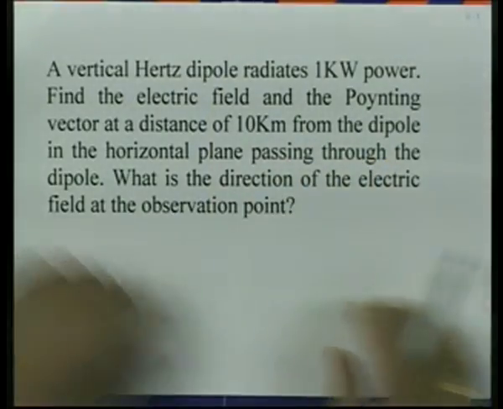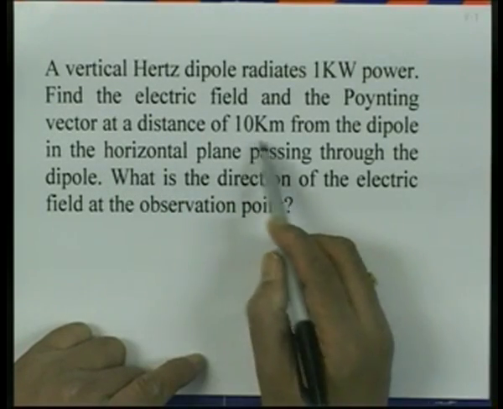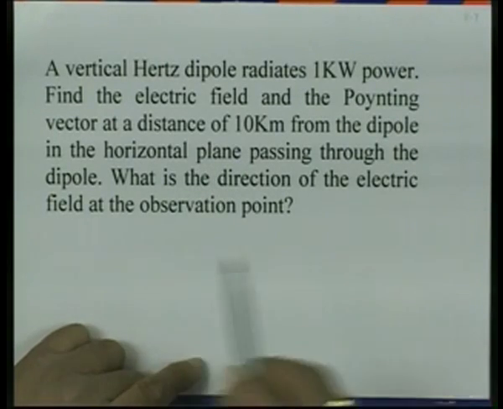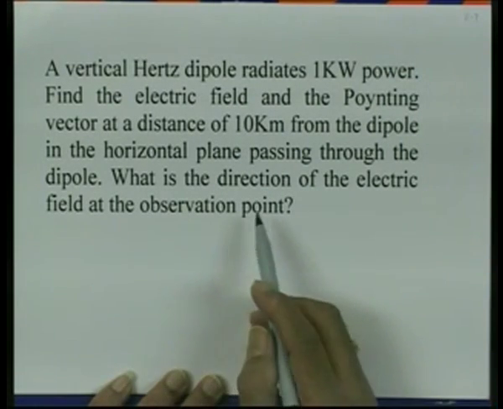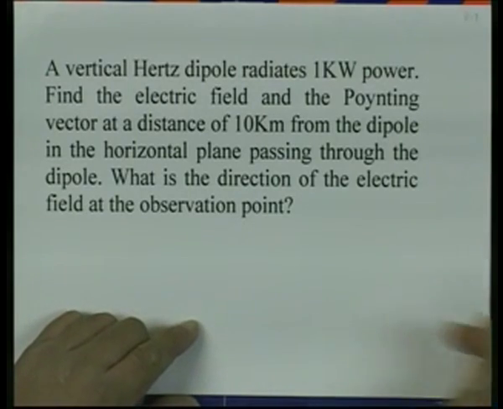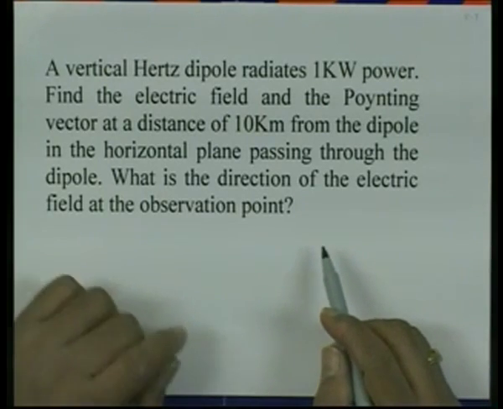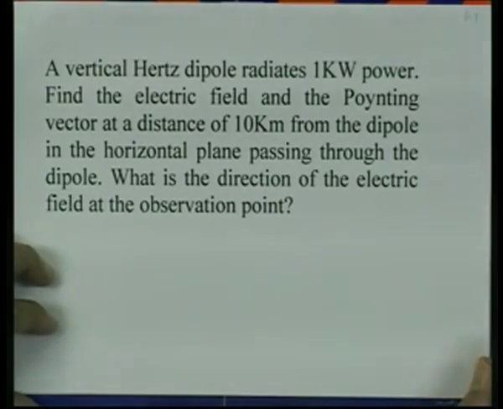Let us take next problem. A vertical Hertz dipole radiates 1 kilowatt of power. Find the electric field and the Poynting vector at a distance of 10 kilometer from the dipole in the horizontal plane passing through the dipole. What is the direction of the electric field at the observation point? So, in this case, the total power which is radiated by the dipole is given, and we have to find out the electric field at a distance of 10 kilometer.